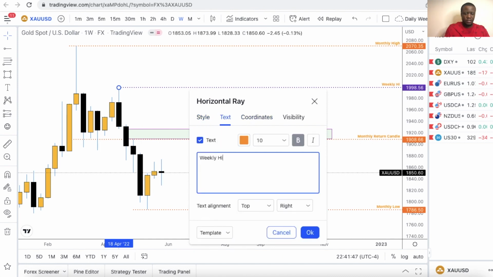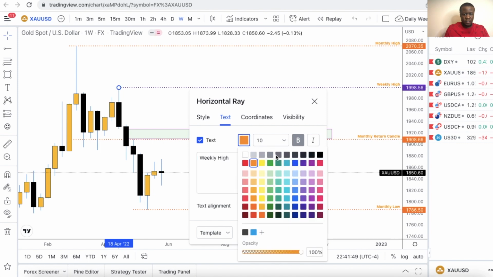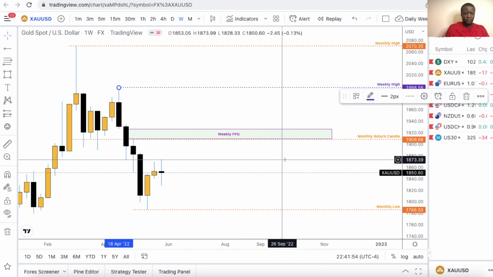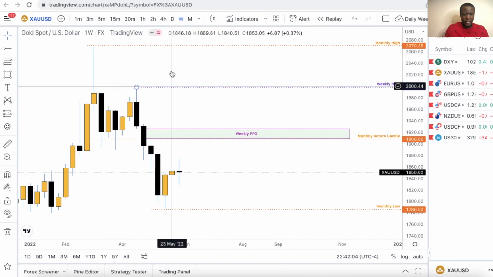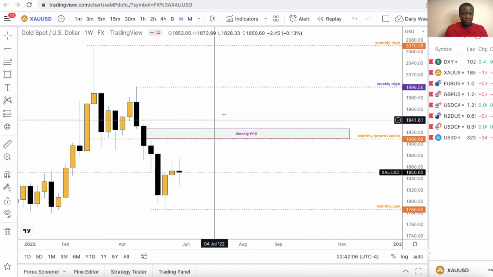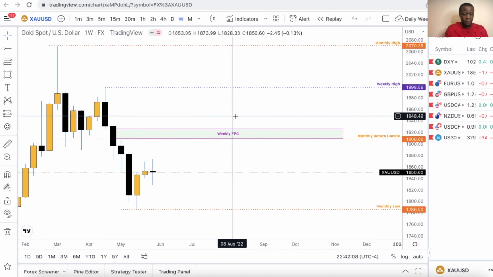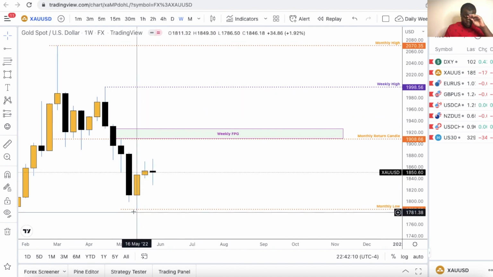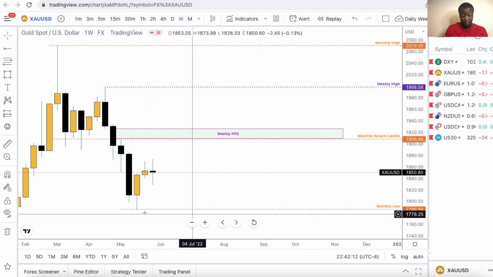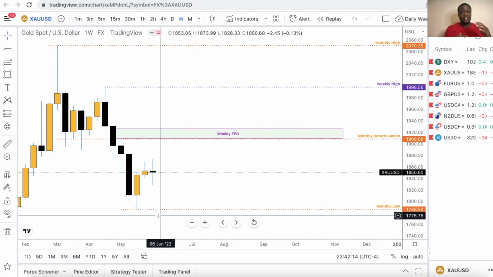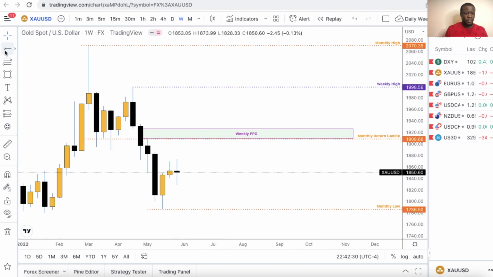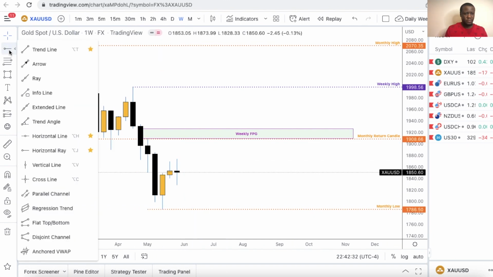Weekly high. Change the text purple. All right, so we got this weekly high, weekly fair value gap. And obviously this will be a weekly low, but we already have it down as the monthly low. As I said, a lot of these levels will be one and the same.